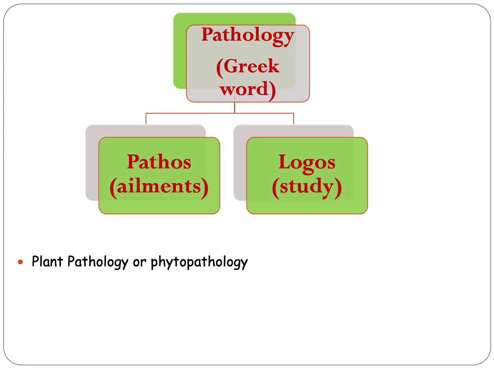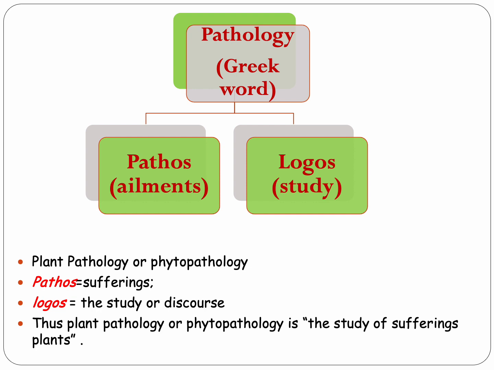The word pathology came from two Greek words. One is pathos, meaning ailments or sufferings, followed by logos, meaning study. The words phytopathology and plant pathology have similar meanings. As already said, pathos means sufferings and logos means the study or the discourse. Thus, plant pathology or phytopathology is the study of sufferings of the plant.